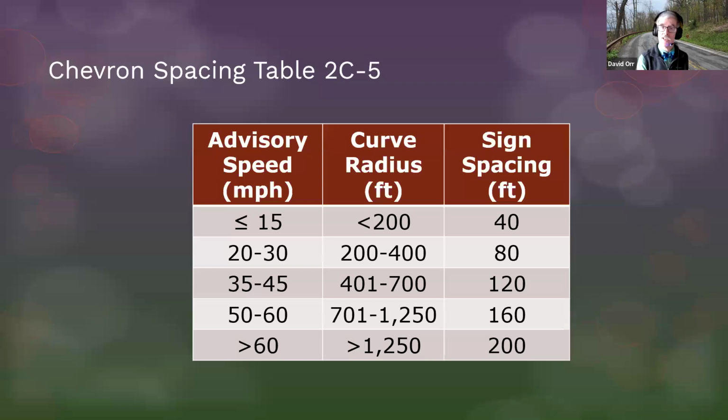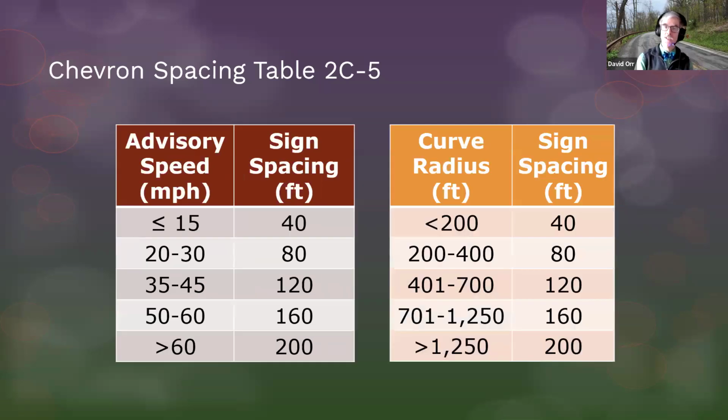So, chevron spacing comes from table 2C-5 in the new MUTCD. My biggest concern with table 2C-5 is people see this as one table that has all these three readings that work together. And really, we should think about it as one table that tells us the sign spacing if we know the advisory speed, and another table that tells us the sign spacing if we know the curve radius.